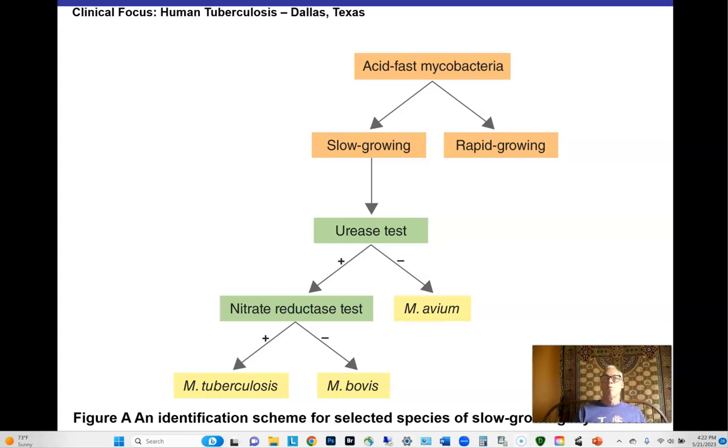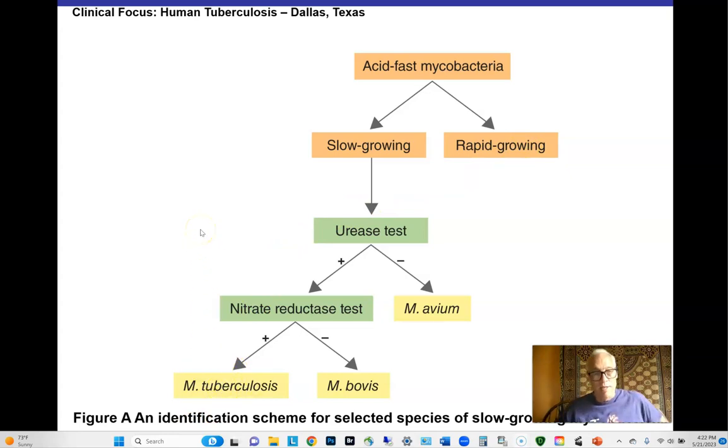So here's a little flow chart, a series of tests that might be used to identify a particular organism, Mycobacterium tuberculosis, from an acid-fast bacterium of an unknown identity. We could do some tests. Is it slow growing? Because we know that Mycobacterium tuberculosis and leprae and so forth are slow growing. We'll do a urease test if it's positive. Then we might do a nitrate reductase test and see if it's able to utilize that nitrate. And then if so, then we know the only possible organism that would be positive in that series of tests is Mycobacterium tuberculosis.